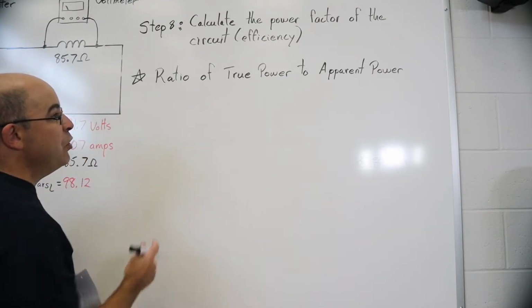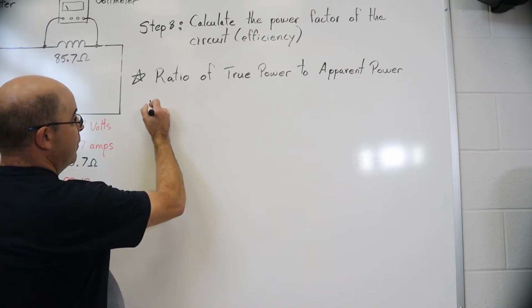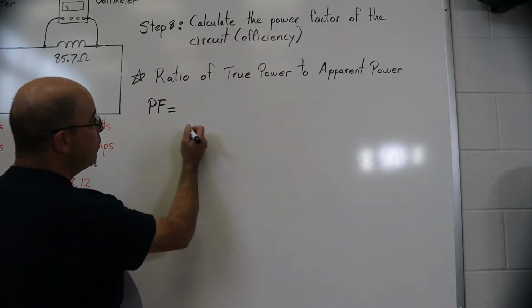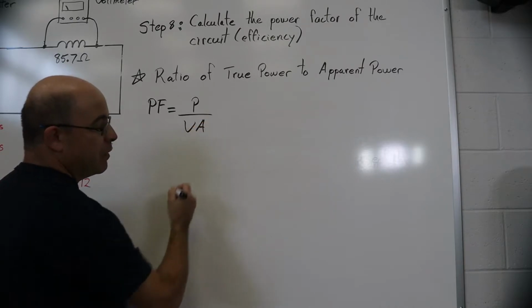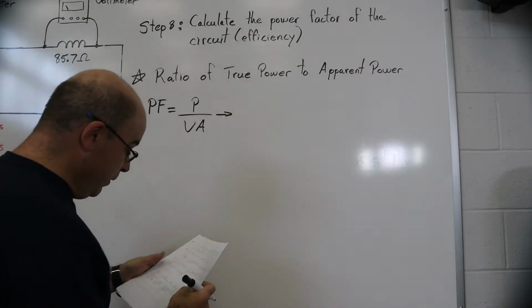And so the ratio of true power to apparent power, so we can express that as the following formula. Power factor is equal to P divided by VA. We're going to input our values.